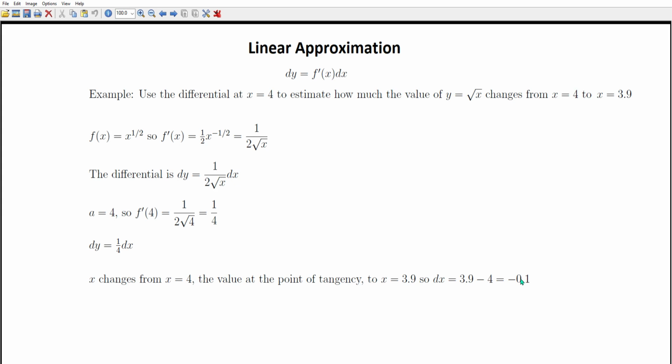Okay, and that's important here. It's where you want to make the estimate minus where the point of tangency is. So our estimated change in y is dy is 1/4 dx, which is 1/4 times minus 0.1, which is minus 0.025.